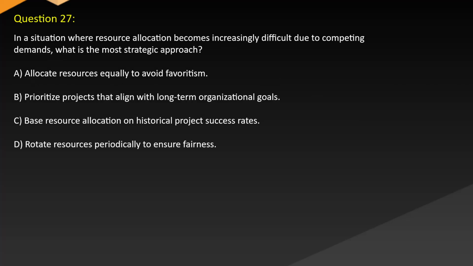Question 27. In a situation where resource allocation becomes increasingly difficult due to competing demands, what is the most strategic approach? A. Allocate resources equally to avoid favoritism. B. Prioritize projects that align with long-term organizational goals. C. Base resource allocation on historical project success rates. D. Rotate resources periodically to ensure fairness.